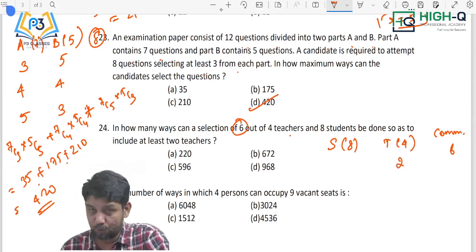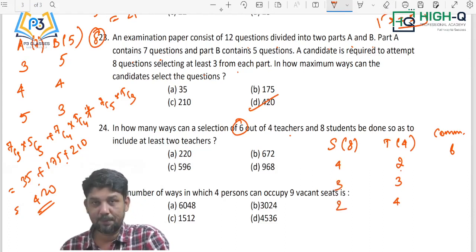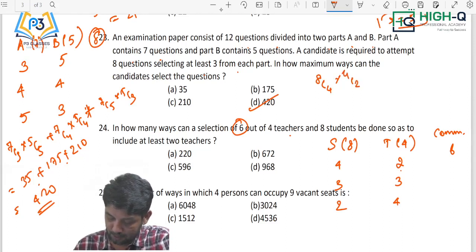The committee can have 2 teachers or 3 teachers or 4 teachers. All 4 teachers is possible. So if there are 2 teachers, the remaining 4 must be students. 3 teachers, 3 must be students. 4 teachers, 2 must be students. Am I right, my dear? Now simplify. First combination, 4 students, 2 teachers, or 3 students, 3 teachers, or 2 students, 4 teachers.